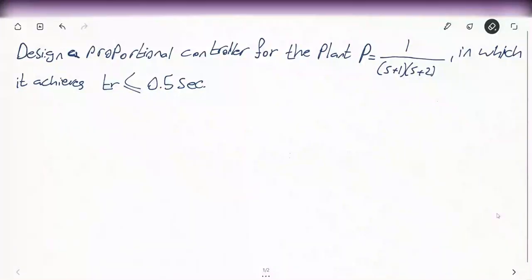Hello everyone and Bismillah. In this video, we are going to design a proportional controller that leads this given transfer function of a physical plant to follow the given reference with a certain specification, which is that the rise time of that following process should be less than or equal to 0.5 seconds.